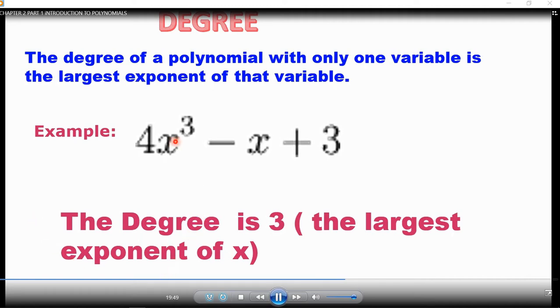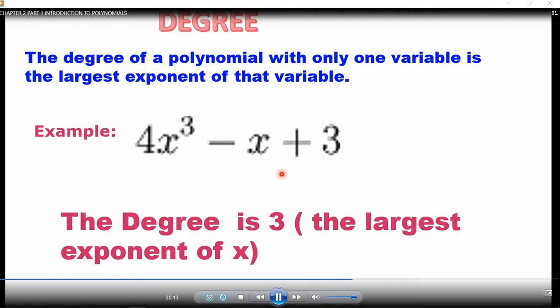What is the degree of a polynomial? The degree of a polynomial with only one variable is the largest exponent of that variable. Now, if this is the polynomial and it has only one variable, which variable is it? X.